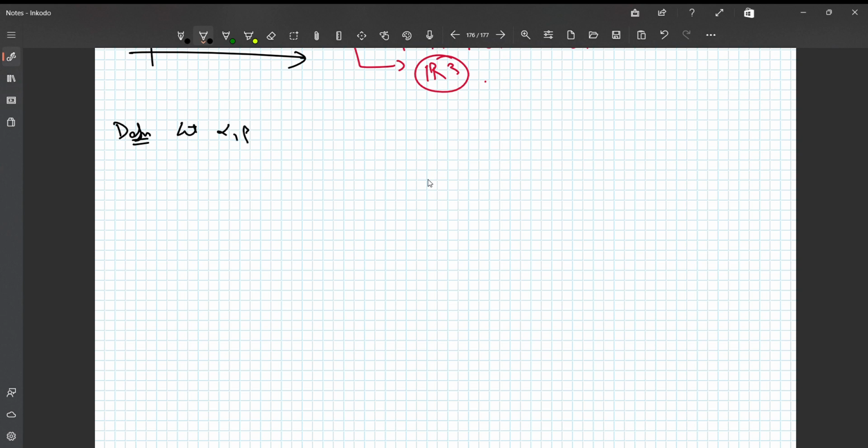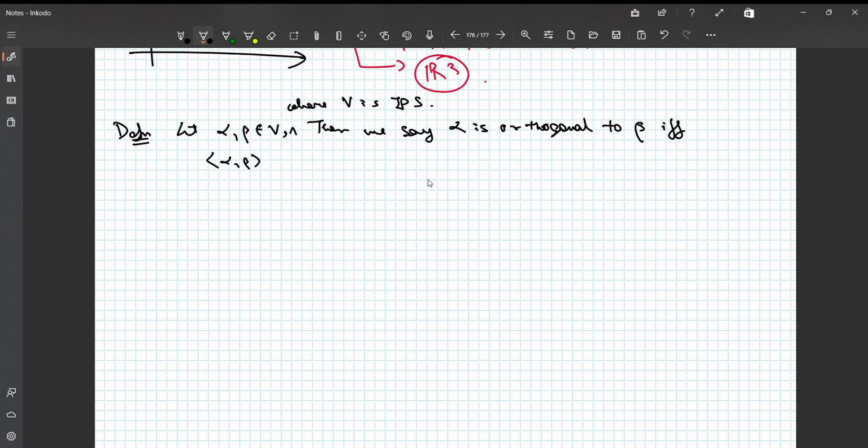Definition: let alpha, beta be in V, where V is an inner product space. Then we say alpha is orthogonal to beta if and only if the inner product of alpha and beta is 0.